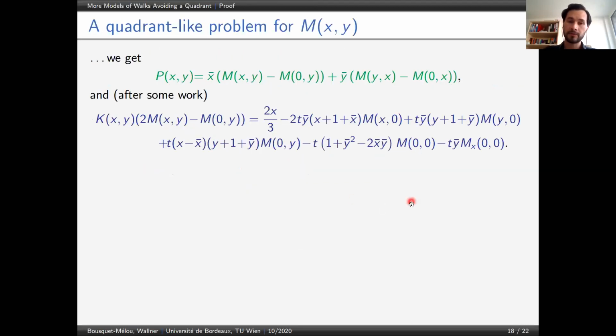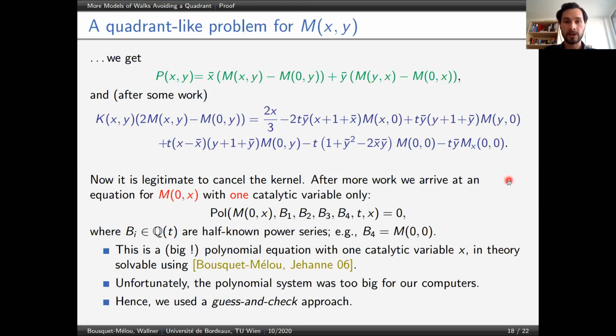Then we get, after some work, the connection between P and M, which is shown here, and after some more work, basically a functional equation for M(x), which only contains M, no P, and certain specializations of M. It's not important how it looks precisely, but we still have this factorization with the kernel on the left-hand side. So now, as M is a power series, we're allowed to cancel the kernel, and after more work, we arrive at a functional equation for M0(x) with one catalytic variable, namely x only.